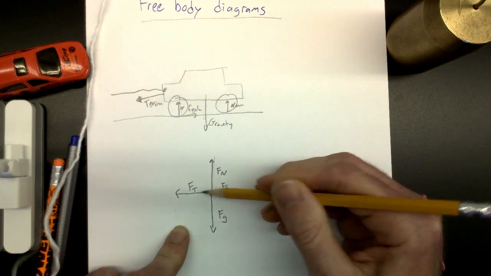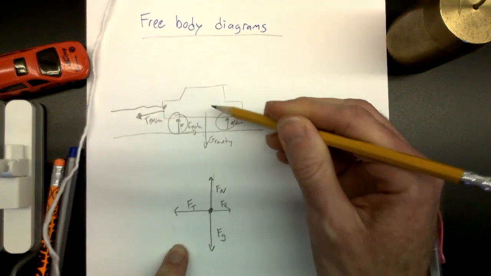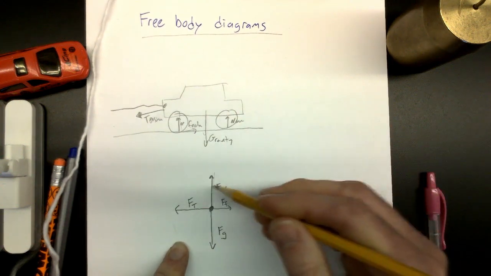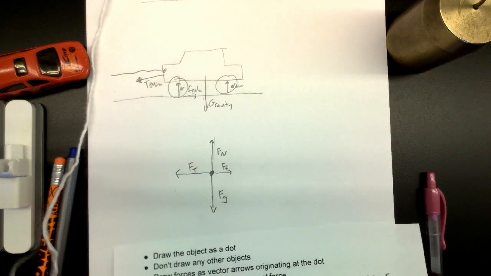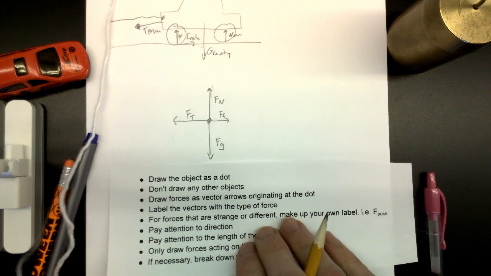And I can see what's happening in either direction without really having to try to figure out where they're acting. So this thing is a free body diagram. When we draw free body diagrams, we want to follow some simple rules. So here are the simple rules.